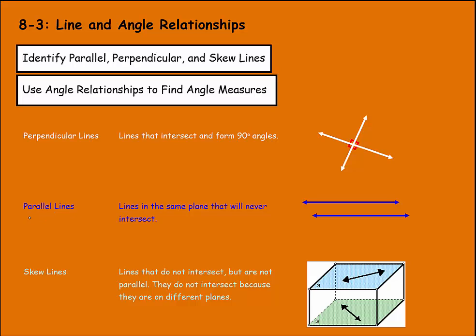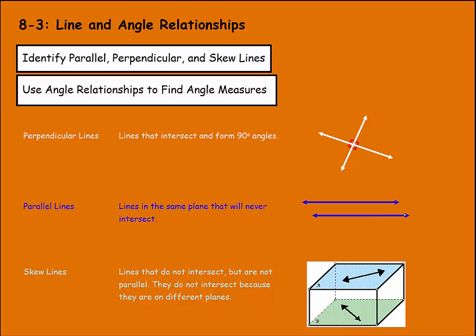Parallel lines are kind of like the opposite, actually. Parallel lines are lines in the same plane that will never intersect. So these 2 lines, for example, are both on this background here, so they're on the same plane, but these ones are never going to touch, and that's because they're going at the same exact angle.